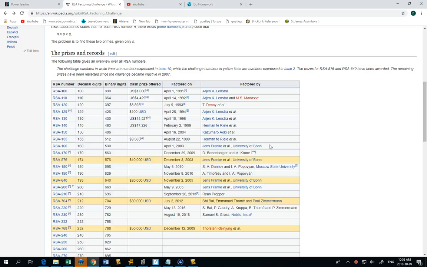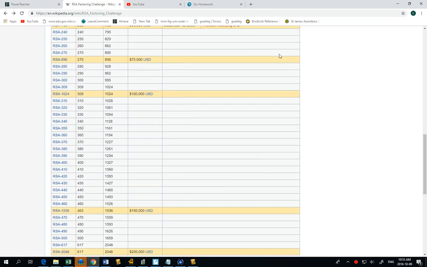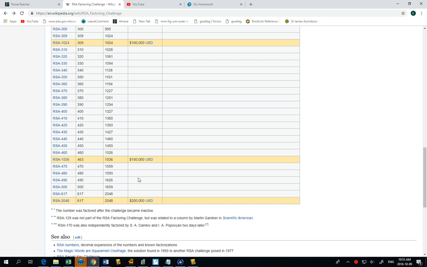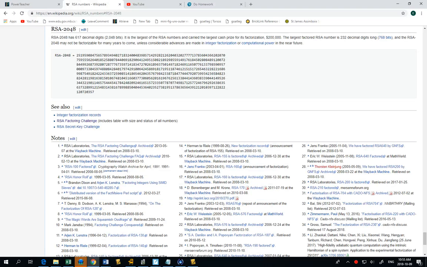Because as we advance in our mathematics, check out the ones at the end that no one has solved. No one has figured them out yet. I don't think they offer the money anymore, the company's timed out. But this one, if we look at this number, wow. Look how many digits that is. It's 617 digits. And there are two numbers that multiply to that. But nobody knows what they are.